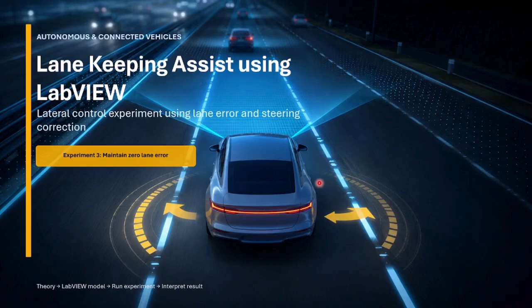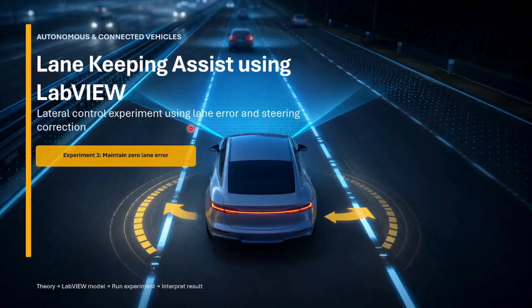Hi everyone. In the autonomous connected vehicle lecture series, in this video we discuss lane keeping assistance using LabVIEW. An autonomous vehicle has to drive within the lane. If the vehicle moves away from the lane position, you have to change the steering to maintain the same lane position. Various sensors are used to sense the lane position.